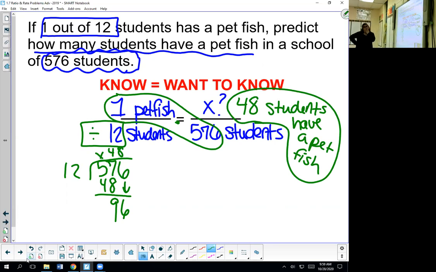So that's actually a part of the whole situation. What you know to what you want to know. Technically, there was a relationship. Actually, believe it or not, 12 times 48 is 576. I didn't know that, so I just went this way.